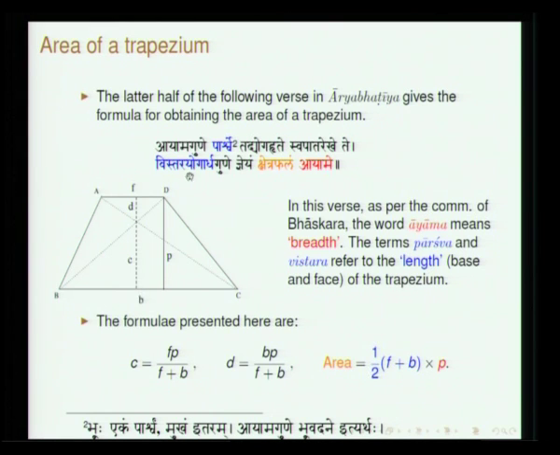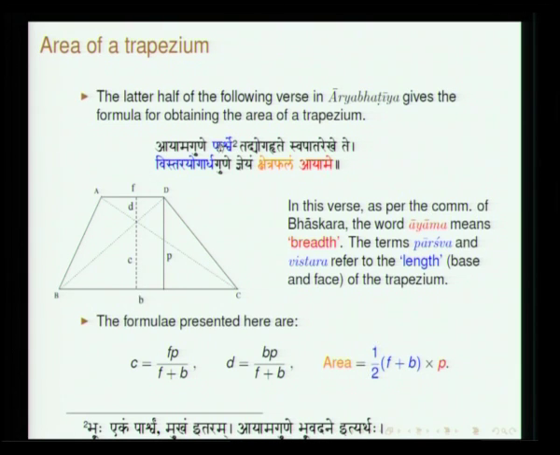Yoga is sum, vistara yoga, ardha is half. Vistara yogartha guna is multiplying. So what is the other term? Ayama. Ayama is used to refer to this perpendicular distance, the distance of separation between the base and the face. So the area of a trapezium is half times base plus face into ayama. This is the formula which he gives.